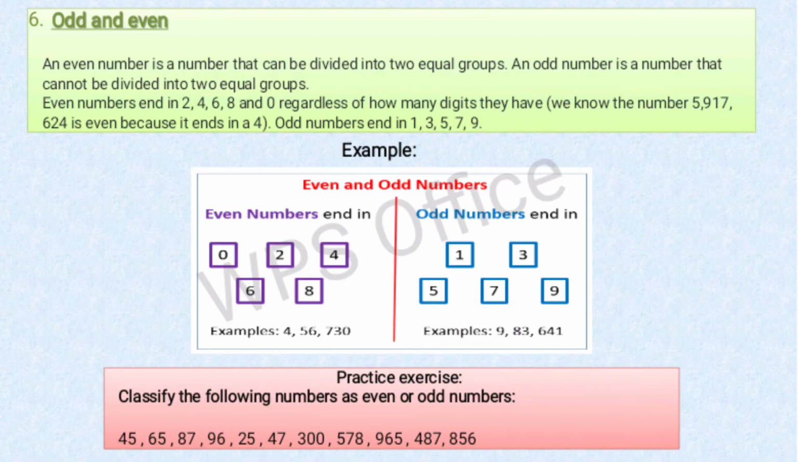An even number is a number that can be divided into two equal groups. An odd number is a number that cannot be divided into two equal groups. Let's make it easier. An even number ends in 2, 4, 6, 8, and 0, regardless of how many digits it has. We know the number 5, 9, 1, 7, 6, 2, 4. Can you tell which number is even? Yes, 6, 2, 4 is even because it has 4 at its unit place.